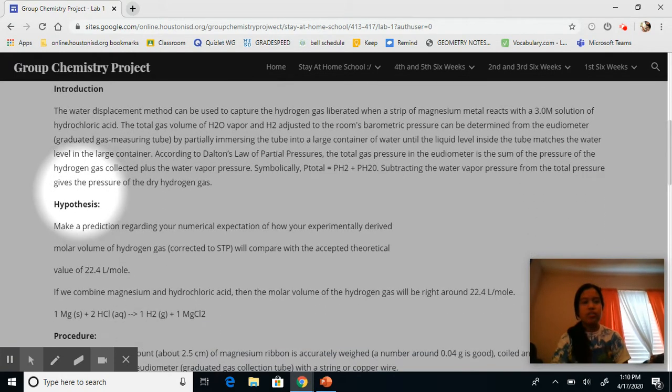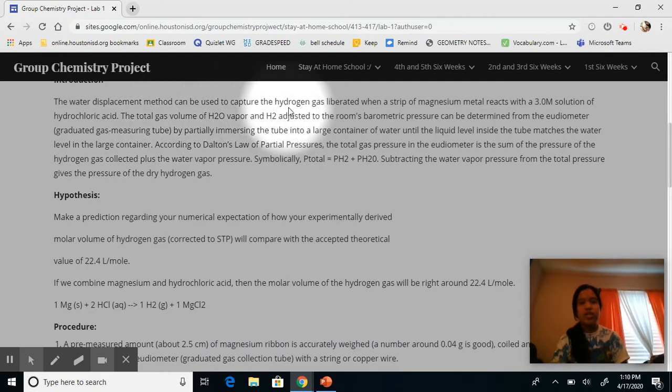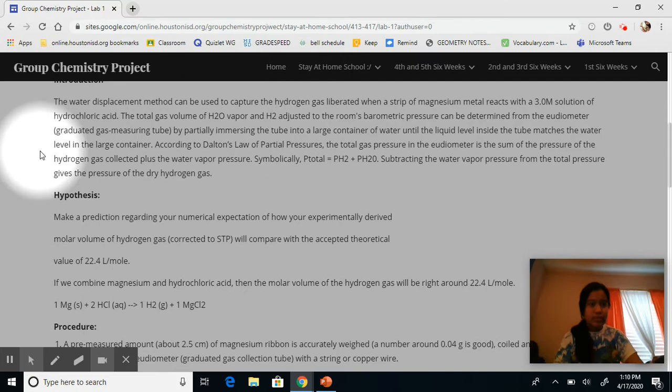Our introduction is that the water displacement method can be used to capture the hydrogen gas liberated when a strip of magnesium metal reacts with the 3.0 M solution of hydrochloric acid. The total gas volume of H2O vapor and H2, adjusted to the room's barometric pressure, can be determined by the graduated gas measuring tube, by partially immersing the tube into a large container of water until the liquid level inside the tube matches the water level in the large container.